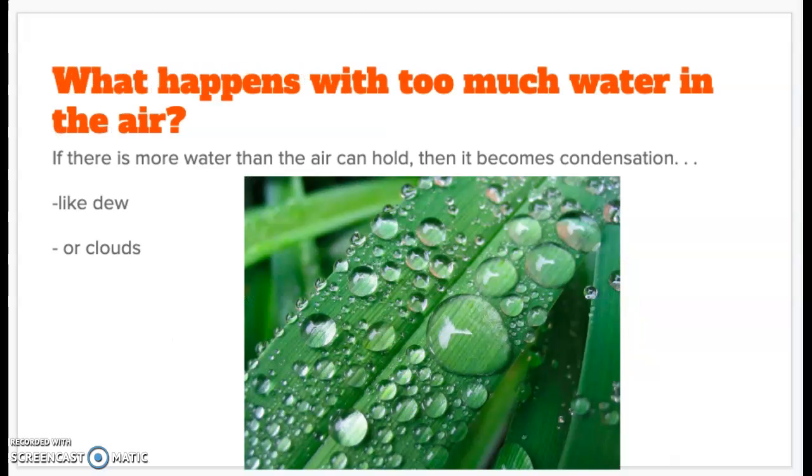But what happens if you have too much water in the air, right? If there's more water than the air can hold, what happens, you might be asking? Well, that extra water vapor becomes condensation. Some examples of condensation are dew on the grass in the morning, or if it's up in the air, that condensation sticks to little particles in the air. That becomes clouds, right? That's condensation. So the vapor becomes liquid.